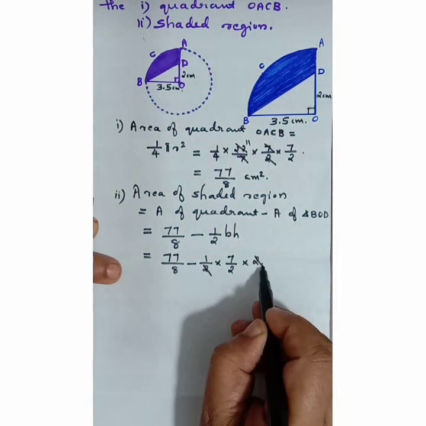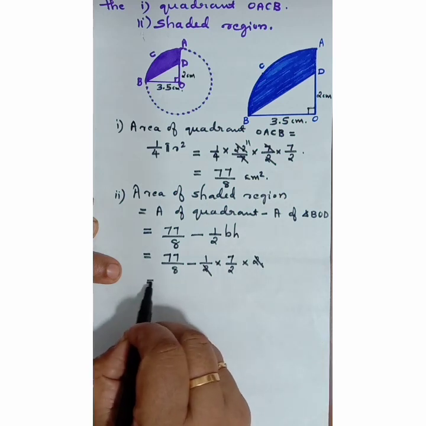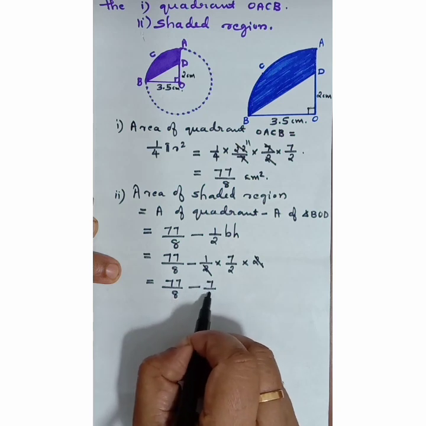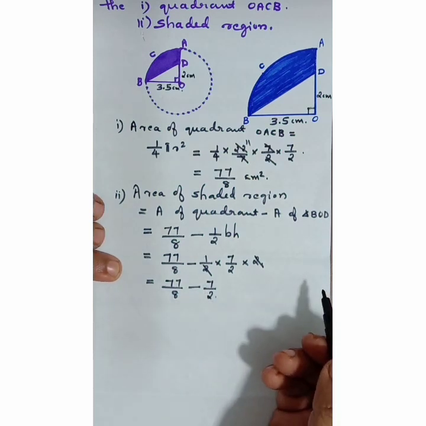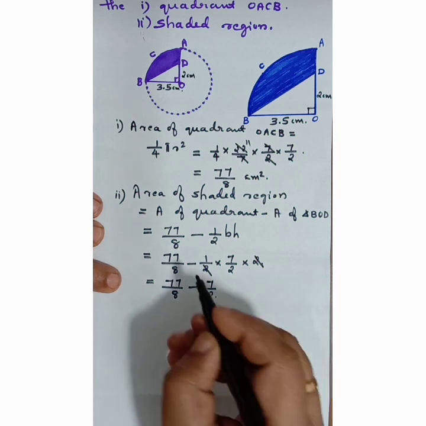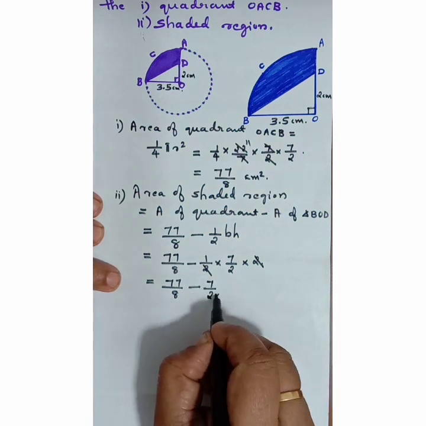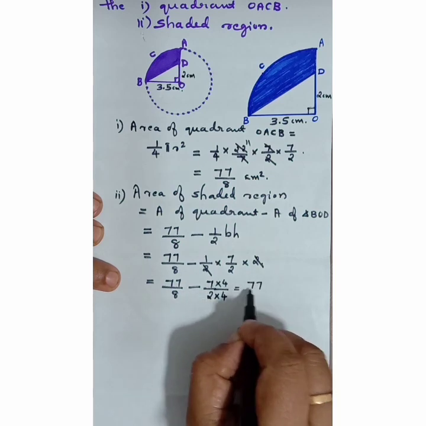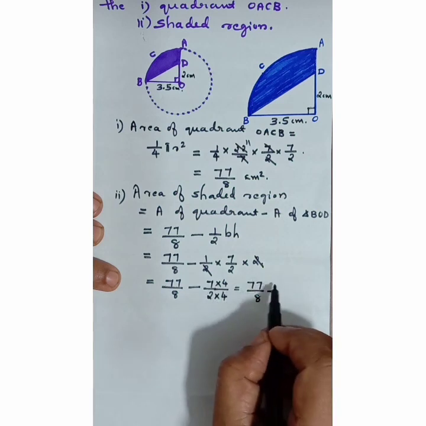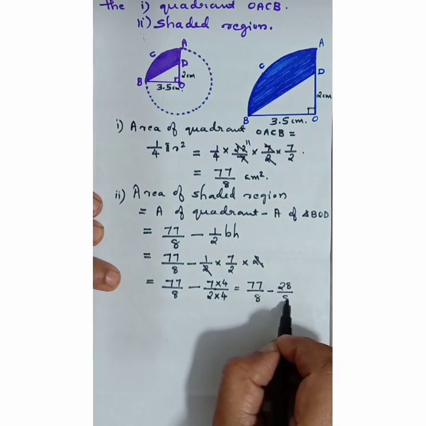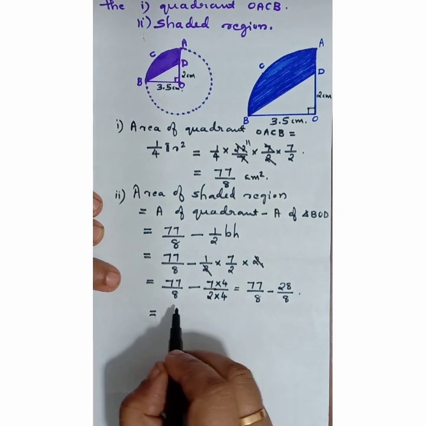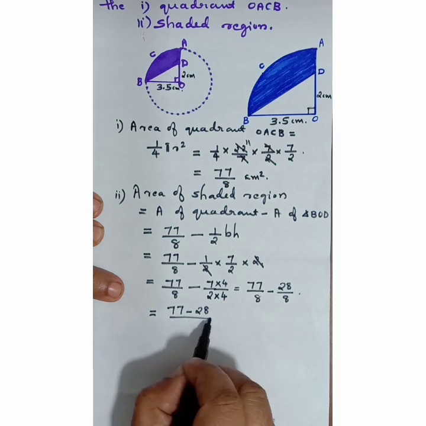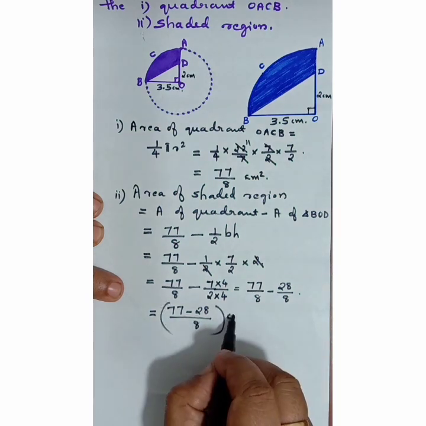So better we can cancel. Here you are getting the value 77 by 8 minus 7 by 2. So 7 by 2 can be simplified very easily. How do we do that? As for 8, here we have to multiply by 4, that will be simple. So 77 by 8 minus 7 4s are 28 by 8. So both are having the same denominator. Now let us subtract 77 minus 28 divided by 8 cm square.